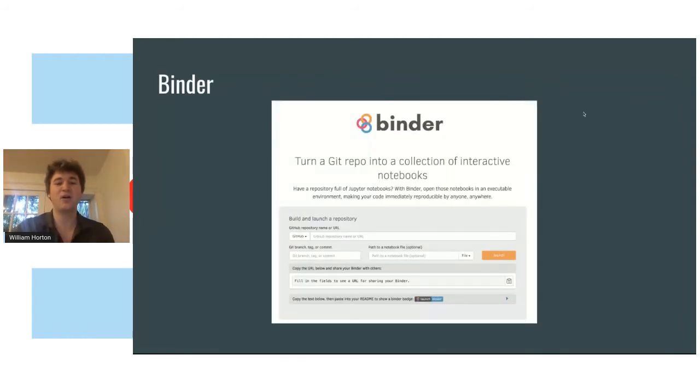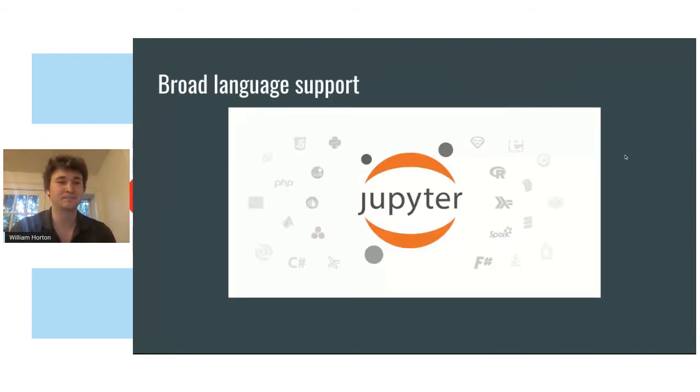Binder kind of goes along with that. So Binder is an easy way to actually deploy interactive notebooks. So you take a Git repo, give it the name of the repo, and then Binder will actually open this up in an environment that lets you execute it. So this is another tool that has become very useful in the Jupyter ecosystem.